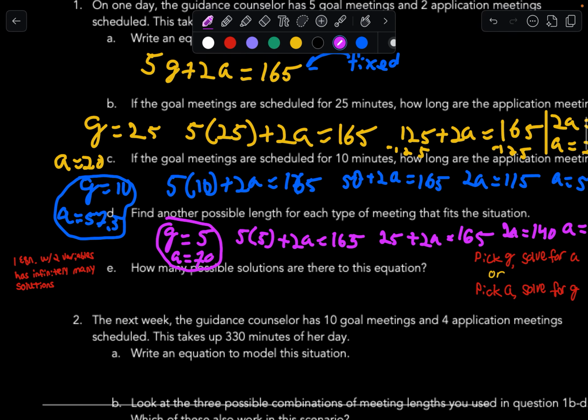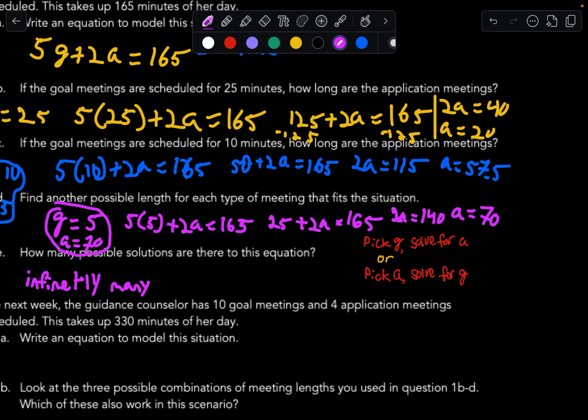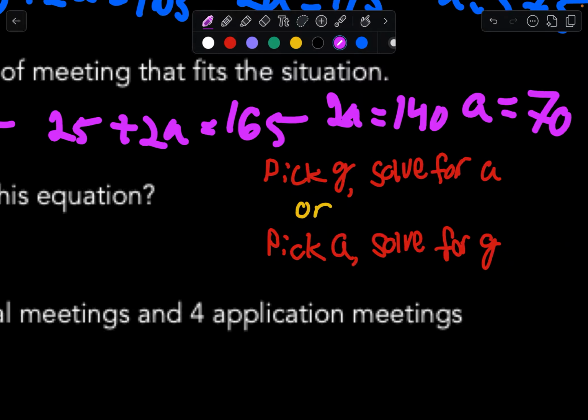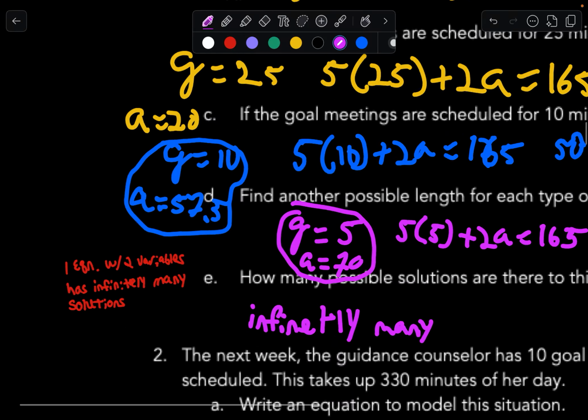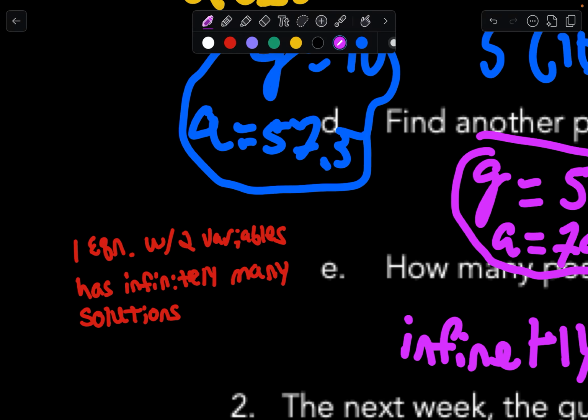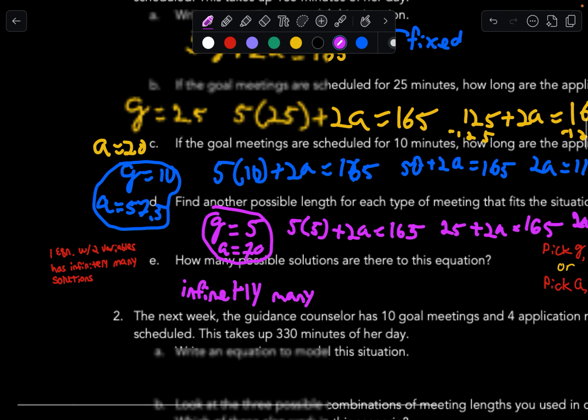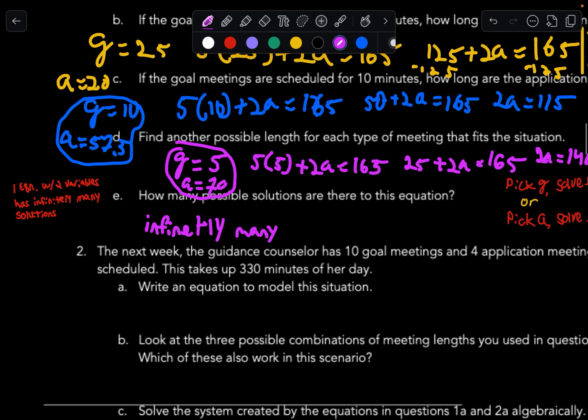Now, how many possible solutions are there to this equation? Infinitely many, theoretically. I'm going to say infinitely many. So what we're doing is pick G, solve for A, or you pick A and solve for G. That's what we did here. Notice we had 2 variables, so the key thing to get from this is that one equation with 2 variables has infinitely many solutions. That's the key piece of information. Now, let's try the next one.